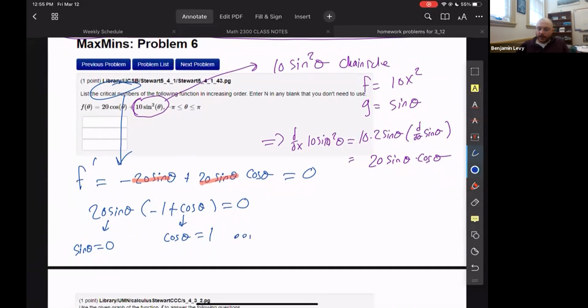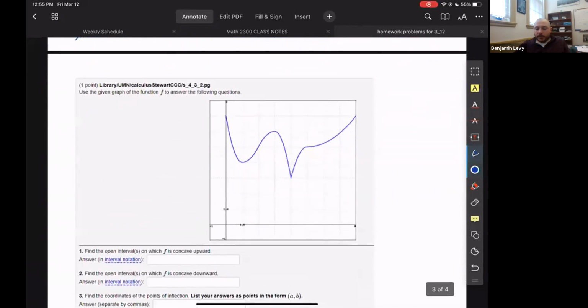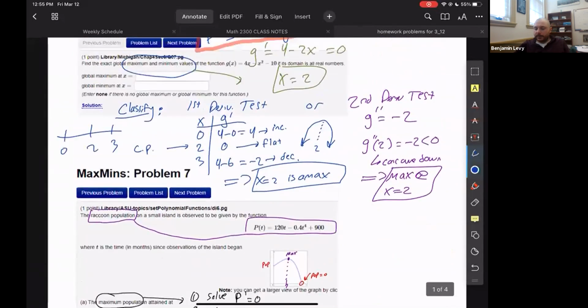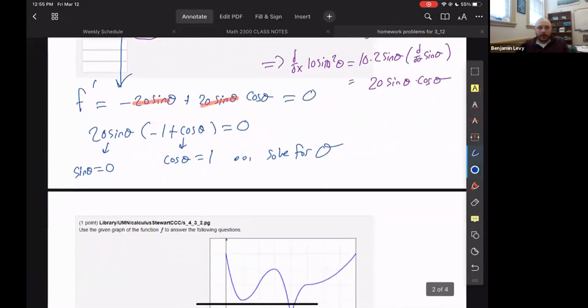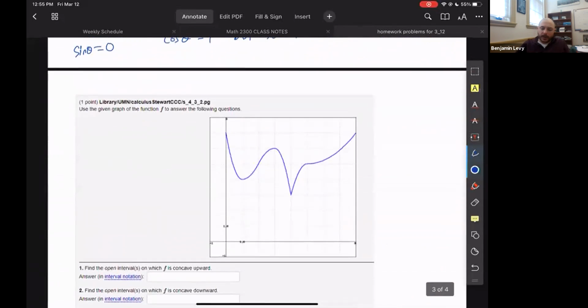Okay, so solve for theta. So these are all the max-min problems. I just did 4 kind of summarizing max-min homework questions. These ones are from Concavity.